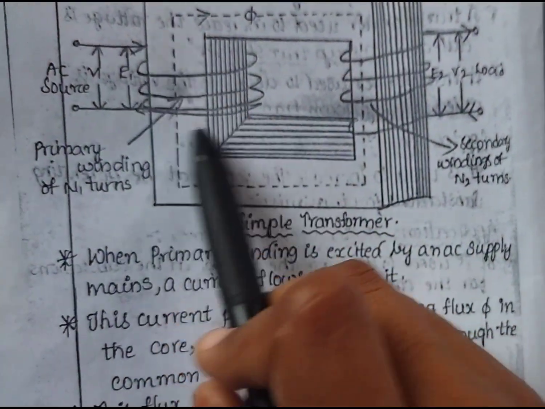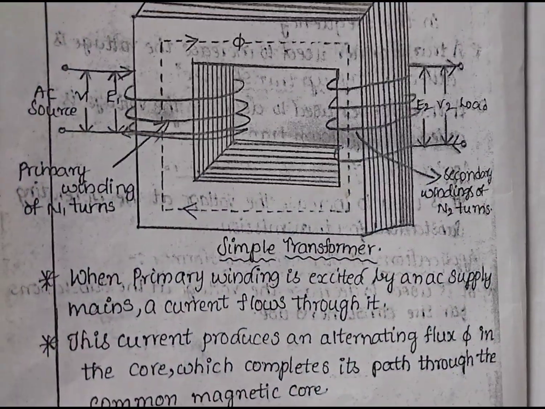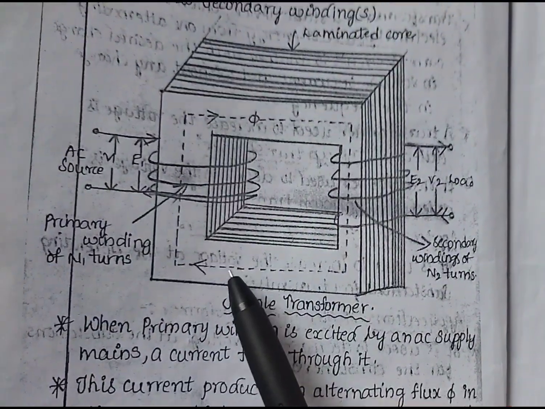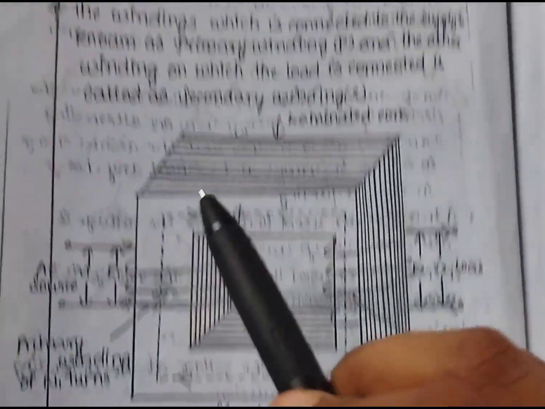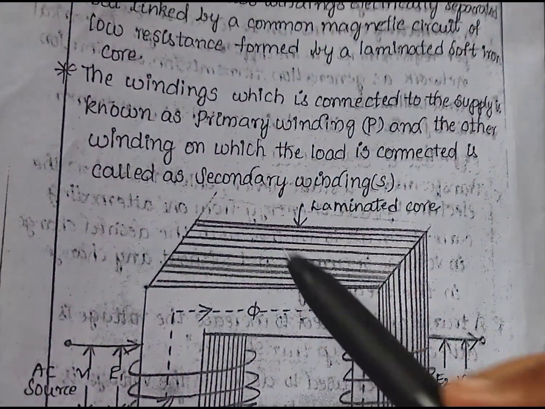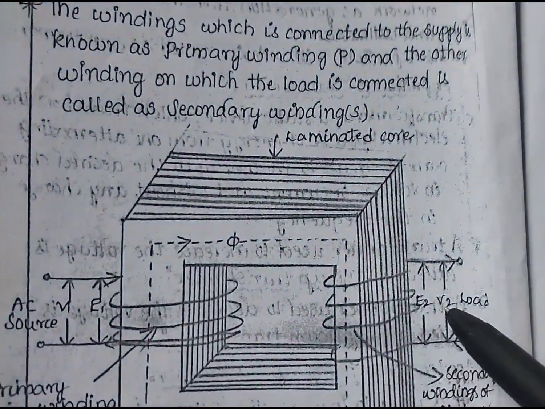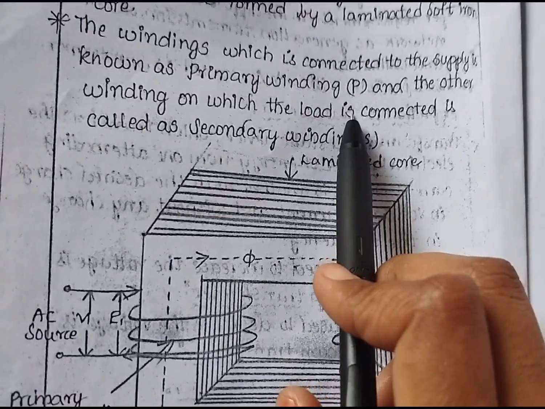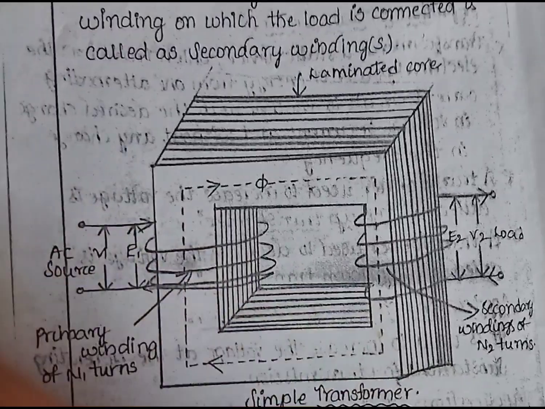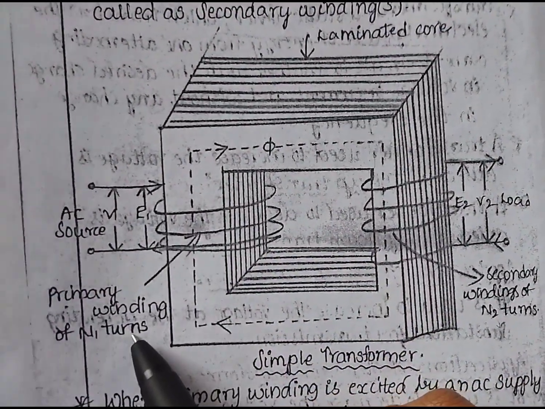This is the primary winding with N1 turns. This is the secondary winding with N2 turns. E2 and V2 are the loads. This is the basic structure of a simple transformer. The winding which is connected to the supply is called the primary winding, P, and the other winding on which the load is connected is called the secondary winding, S. For V1 and E1 sources we use the primary winding with N1 turns.